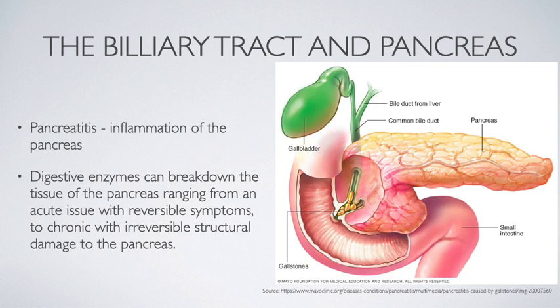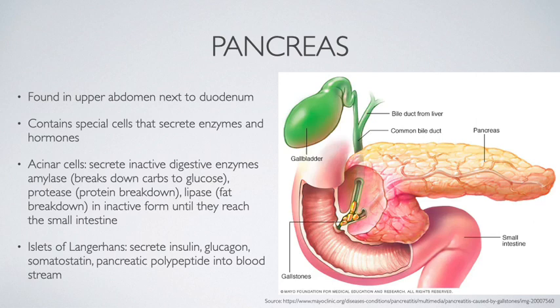So the pancreas is found in the upper abdomen next to the duodenum. It connects to the common bile duct, and it contains a variety of gland cells: acinar cells, and the other ones, which are the islets of Langerhans. These secrete specific digestive enzymes.